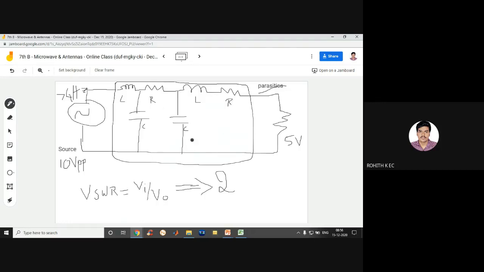The solution to this problem is to characterize or compensate the behavior of these parasitics into an impedance called characteristic impedance given by Z naught. I'll characterize this as Z naught and this will be ZL. So when I characterize this as Z naught and my load impedance as ZL, and if I maintain both to be equal, then I can expect maximum power transfer.